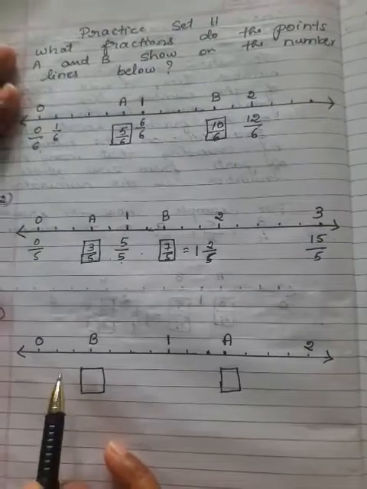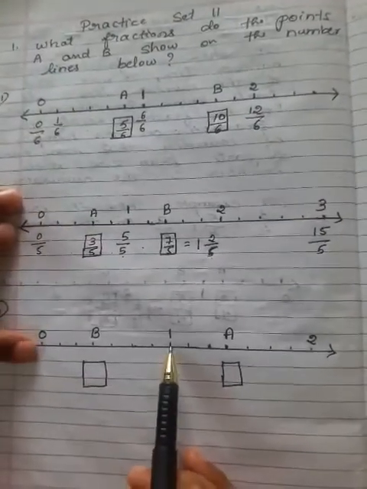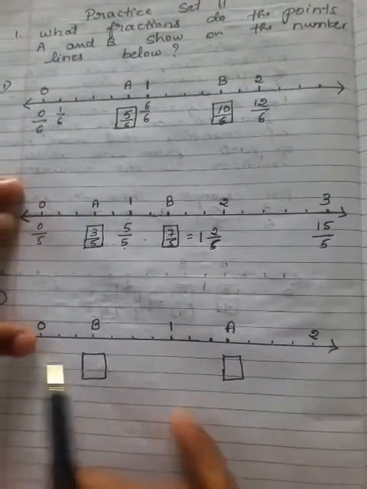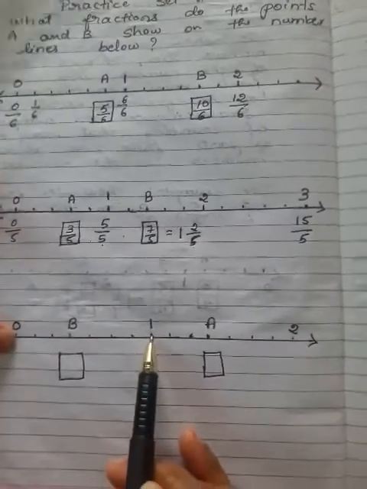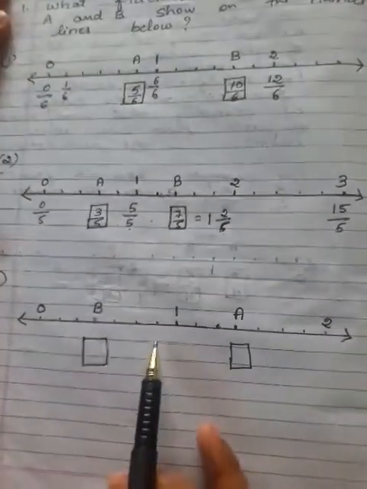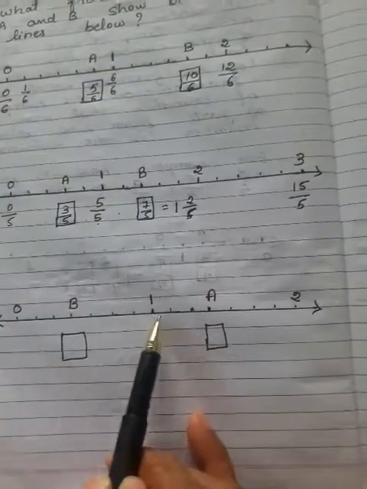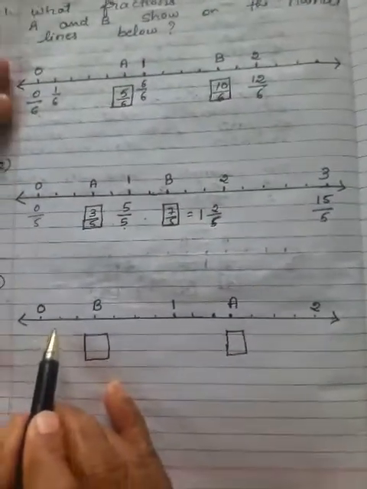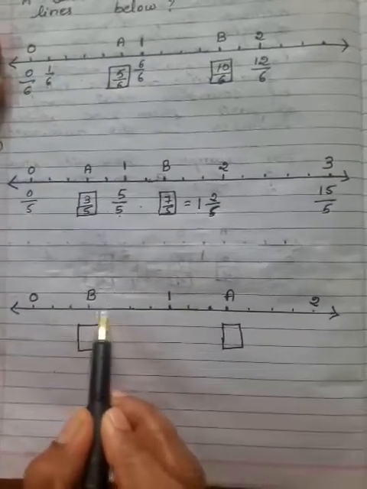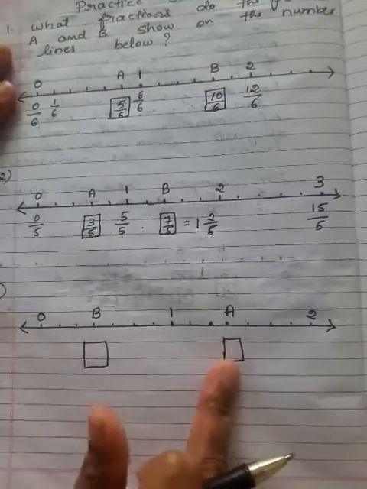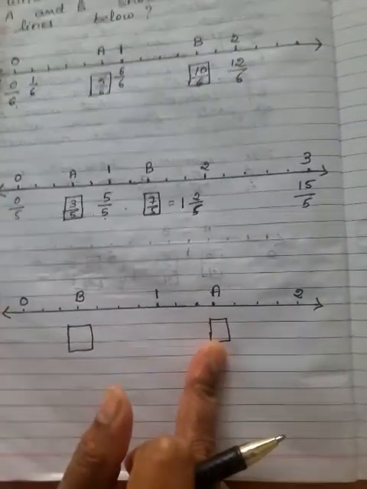To find that, we should see here. First see the first 1 unit. Here it is 0 to 1. Here 1 unit is divided into how many equal parts? 1, 2, 3, 4, 5, 6, 7. Correct? So 1 unit is divided into 7 equal parts. 1, 2, 3, 4, 5, 6, 7. So that means the denominator is how much here? 7. Right?